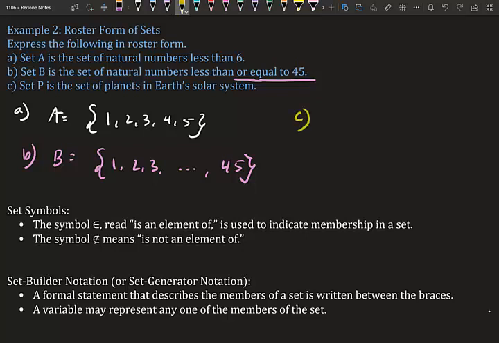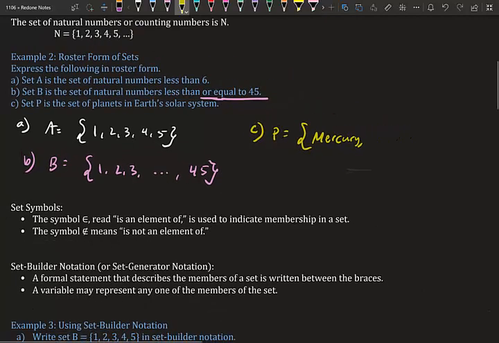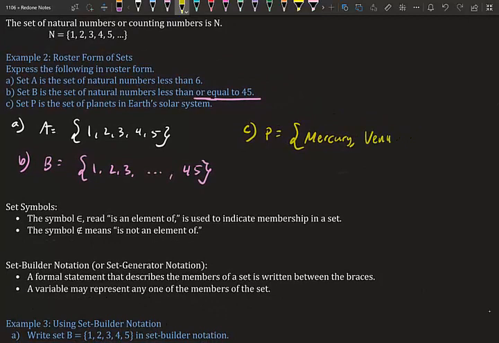Alright, set P is the set of planets in the Earth's solar system. So we're saying P is the set of all the planets in our system. So it starts with Mercury, then it goes to Venus, Earth, we're next, Mars, Jupiter, Saturn, Uranus, and Neptune.